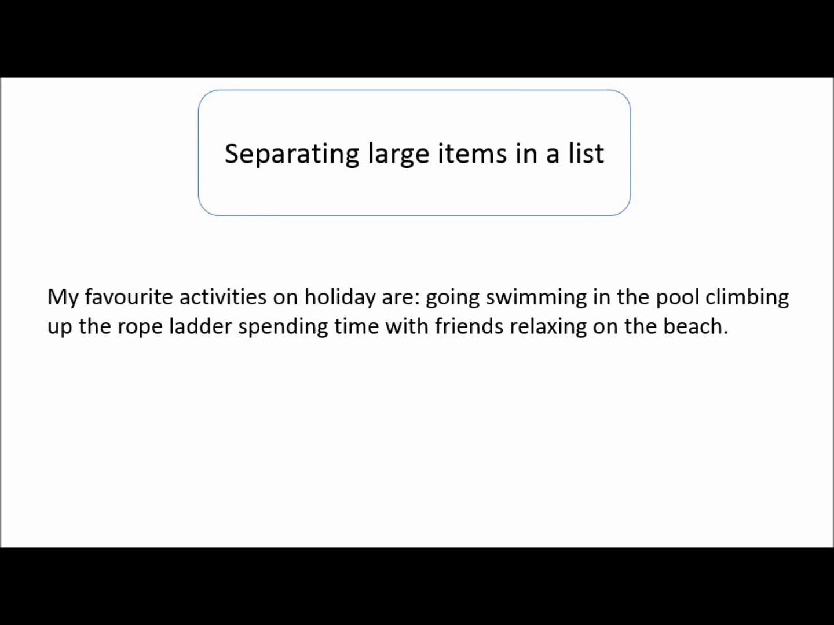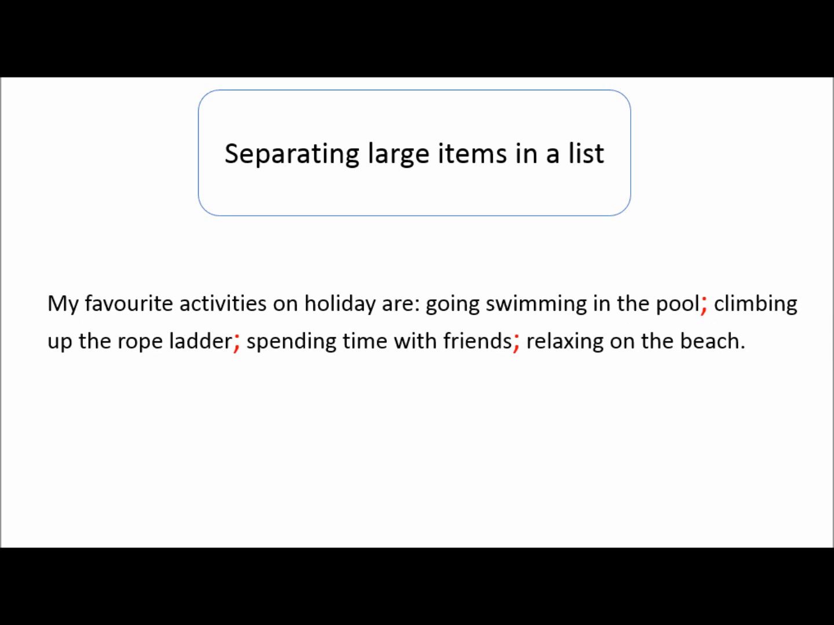The second reason for using a semicolon is to separate large items in a list. So here in this sentence: my favorite activities on holiday are going swimming in the pool, climbing up the rope ladder, spending time with friends, relaxing on the beach. Each item in my list is a phrase rather than just a single word. And so I can separate these large items by adding semicolons after pool, ladder, and friends.